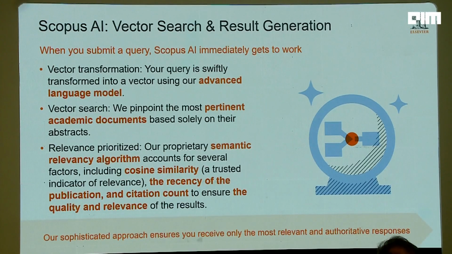And the next is, what happens once you have a query in? It will be transformed into a vector, obviously, using our advanced language model, and then it will bring in the top 10 relevant papers based on semantic representation, and then they will be ranked using our proprietary semantic relevance algorithm. There are a lot of aspects. One of them is cosine similarity, and then you have other factors like the recency of the publication, and we have citation metadata. These are the things that we use to create the ranking for the top 10 papers.